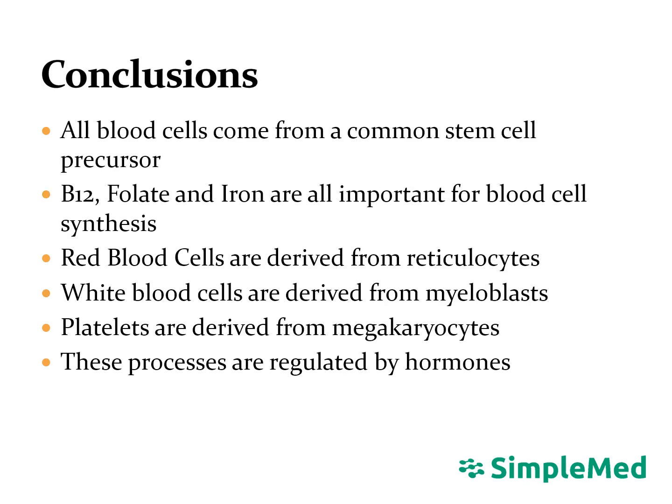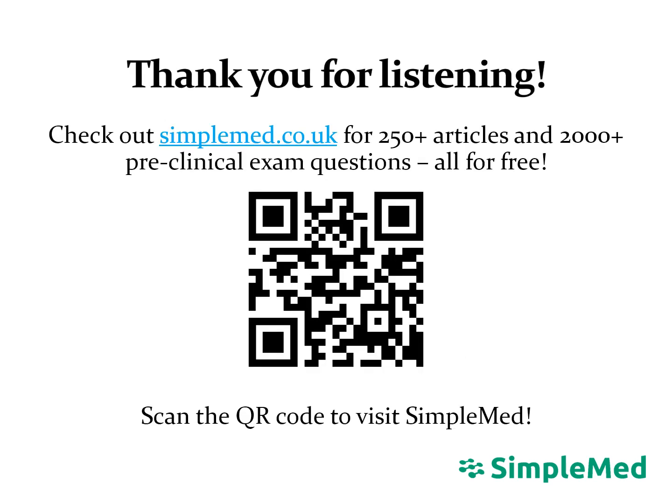In summary, we've discussed that all blood cells come from a common stem cell precursor. We've discussed that red blood cells, white blood cells, and platelets all have their own steps in maturation for different reasons. We've discussed the importance of cofactors such as B12 and folate and why they have a disproportionate effect on the blood system. And finally, we've discussed the role of the spleen and how hormones can affect the production of blood cells. That's the end of this introductory lecture to haematopoiesis.